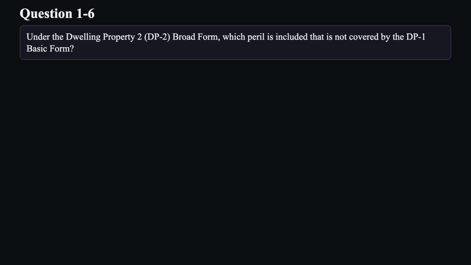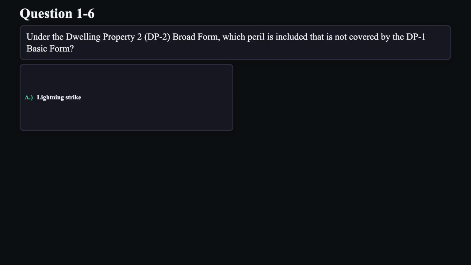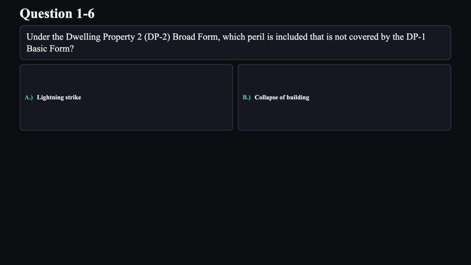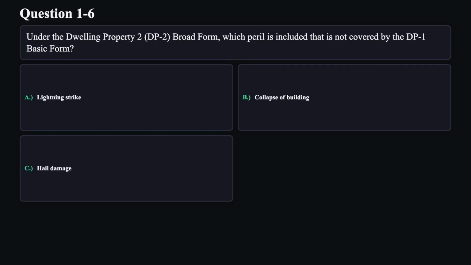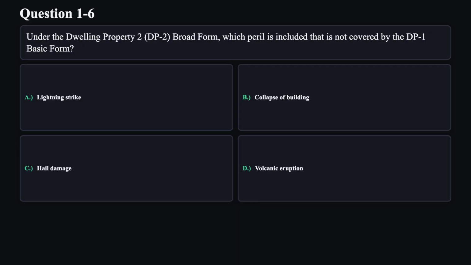Question 6. Under the dwelling property 2, DP-2, broad form, which peril is included that is not covered by the DP-1 basic form? A. Lightning strike. B. Collapse of building. C. Hail damage. D. Volcanic eruption.